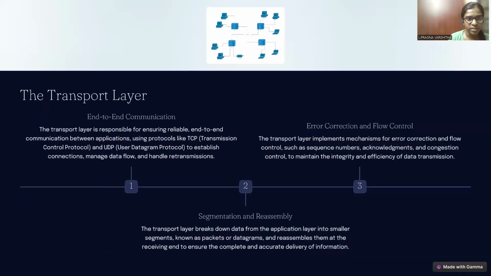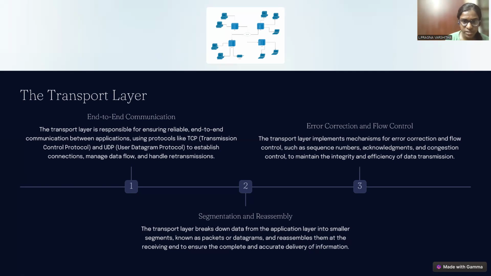Next one is the transport layer. First one is end-to-end communication. The transport layer is responsible for ensuring reliable and end-to-end communication between applications using protocols like TCP, Transmission Control Protocol, and UDP, User Datagram Protocol, to establish connections, manage data flow, and handle retransmissions.